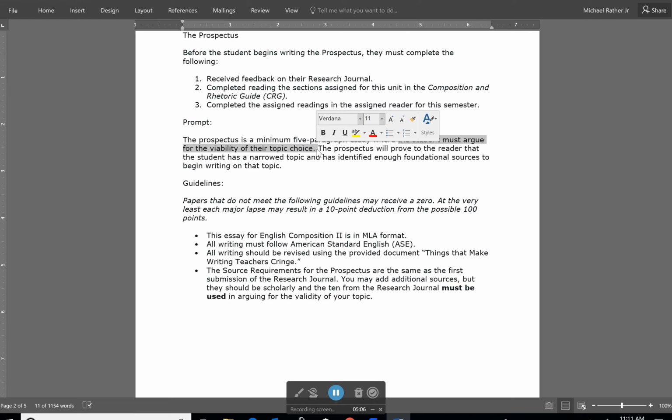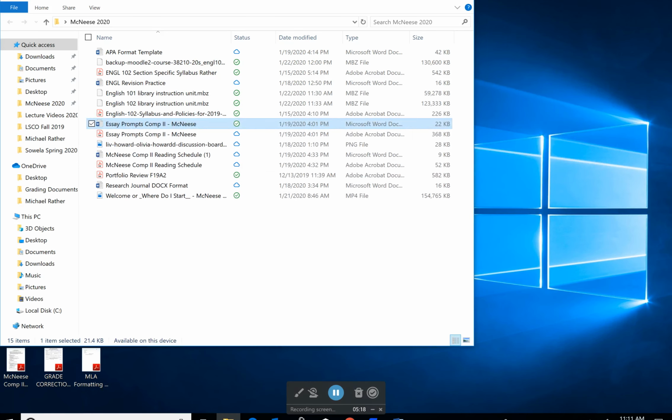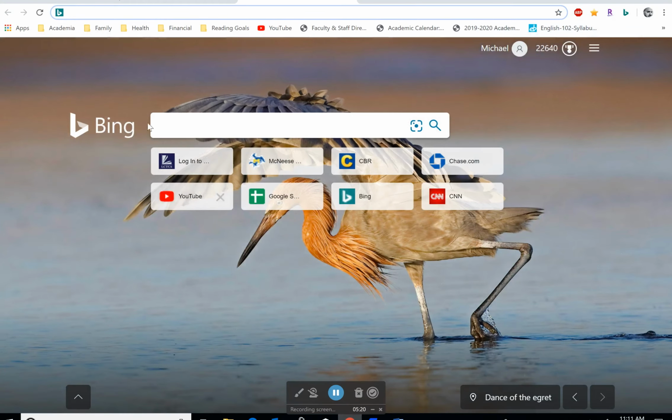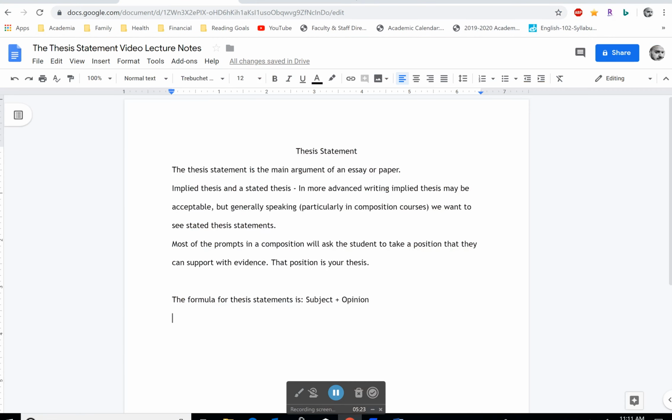So you're going to develop this thesis, and in this case, the prompt is asking for the student to argue for the viability of their topic. So in order to respond to that with a proper thesis statement, I would need to talk first about what my topic is. That's my subject. So let's say my topic is the importance of writing instruction. Writing instruction. There. Now I have my subject. Now I need my opinion.